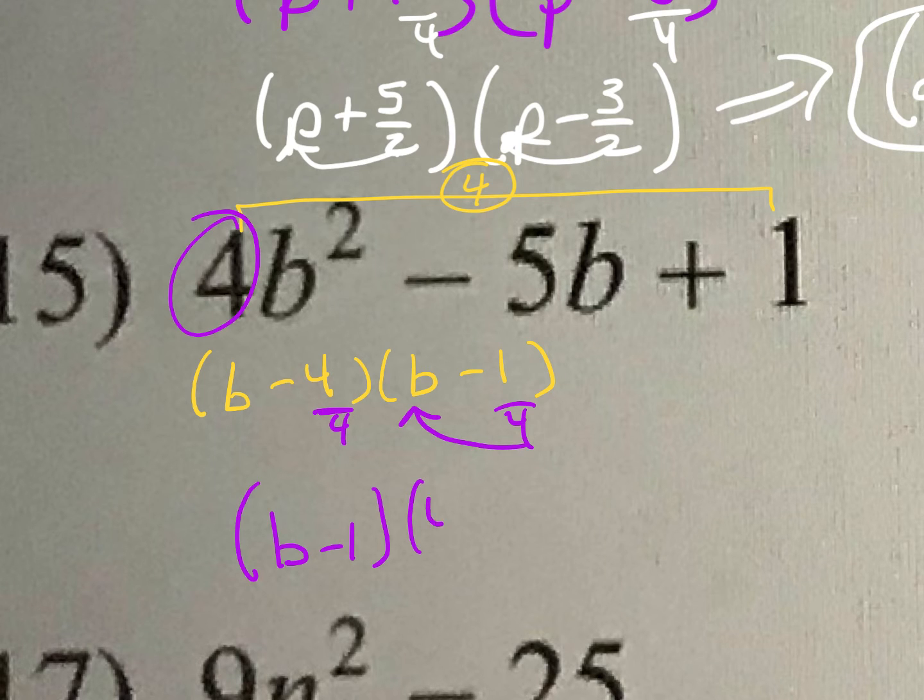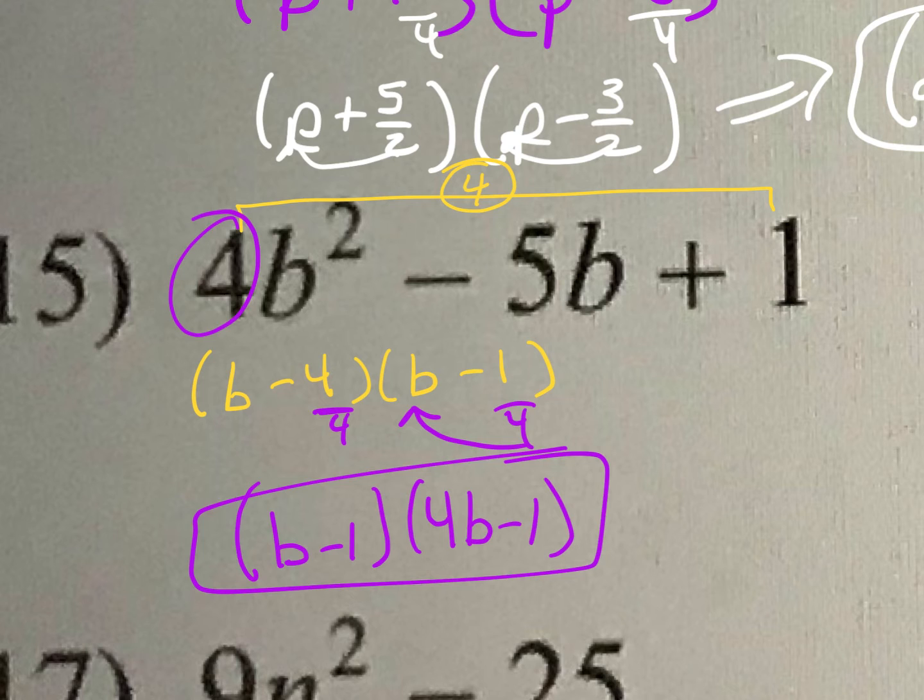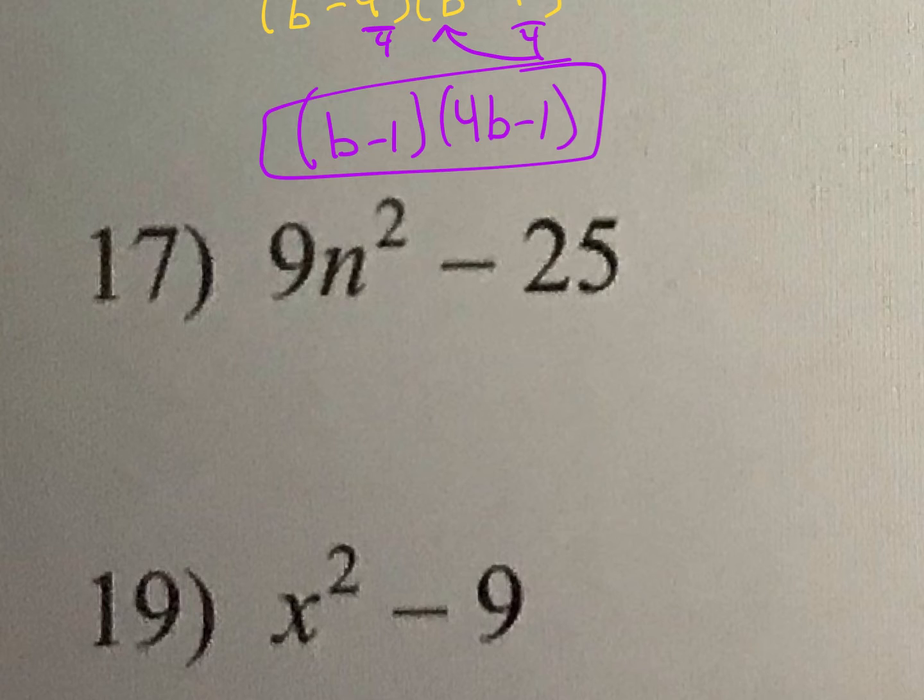4 goes to the front. Perfect. So 4b minus 1. Awesome. How can I check to make sure that I'm right? FOIL it back out. Good. All right, 17. Ooh, 17 looks different.